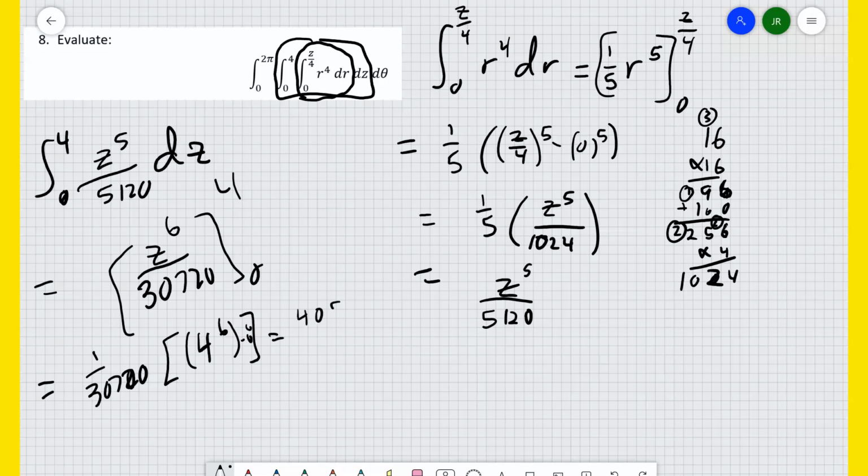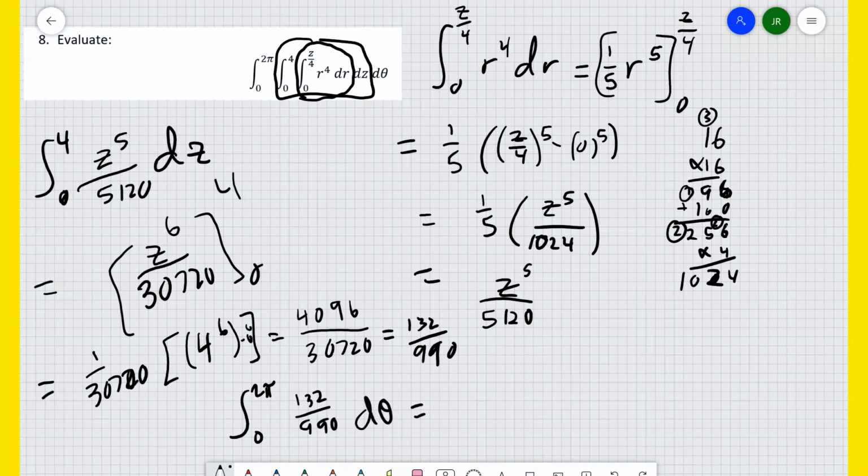That's 4,096 over 30,720. Let me see if there's some reduction. I think this reduces to 132 over 990 if I have done it correctly. And so then that goes in there to finally do the last outer integral, the integral from 0 to 2 pi of 132 over 990 d theta, which is just going to be 132 over 990 theta, as theta goes from 0 to 2 pi.